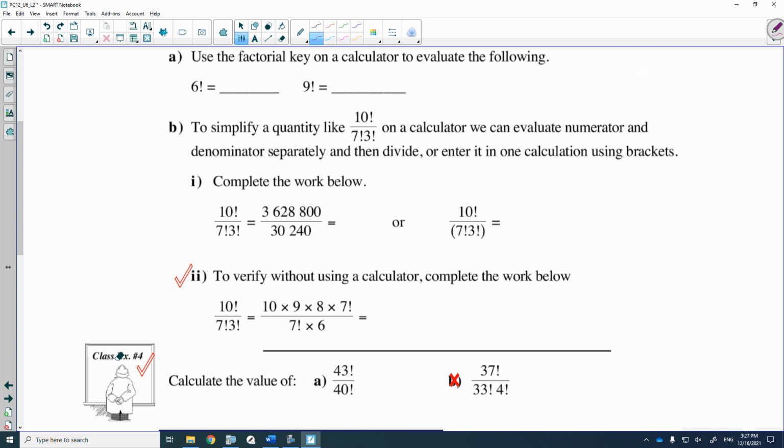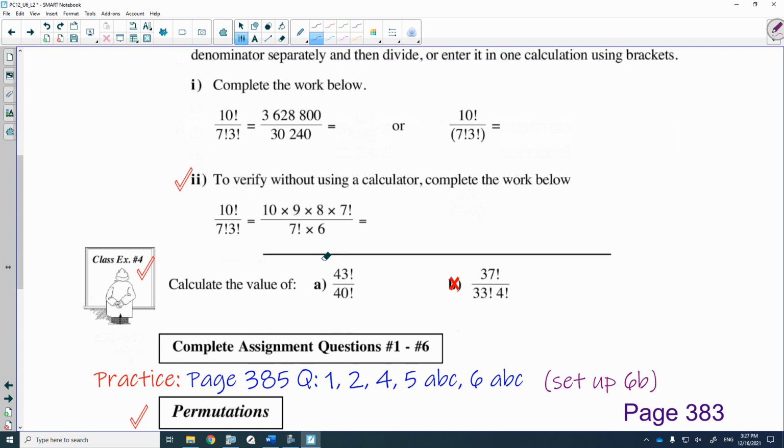Okay, this is just explaining how to use the factorial button on your calculator. Let's do a couple of things before we do the homework. So let's calculate the value of this. We could punch this into our calculator, or I could unzip to simplify. So I'm going to unzip the 43 to get 43 times 42 times 41 times 40.